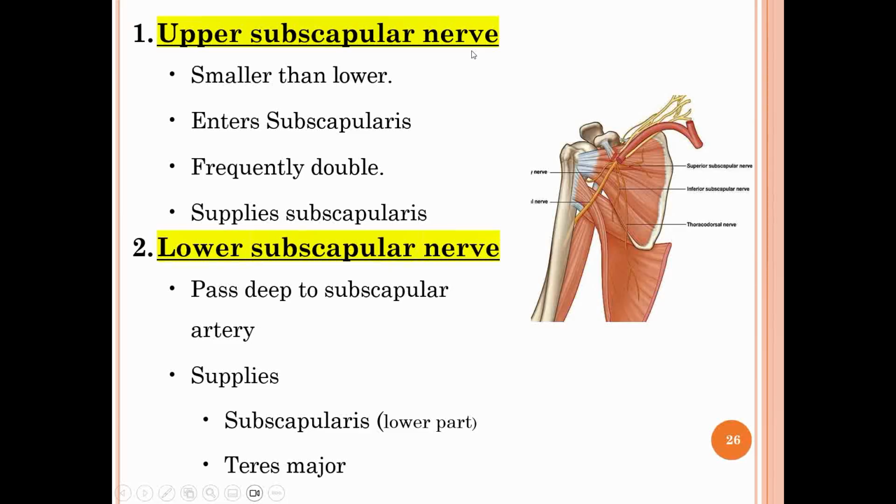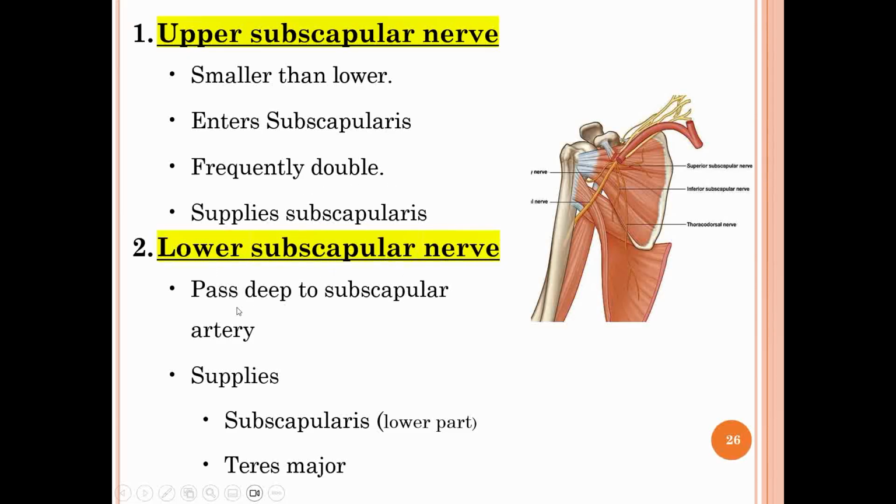Upper subscapular nerve, it is smaller than the lower subscapular nerve. It is arising from the posterior cord. It enters the subscapularis muscle and many times it is double. It supplies the subscapularis muscle.